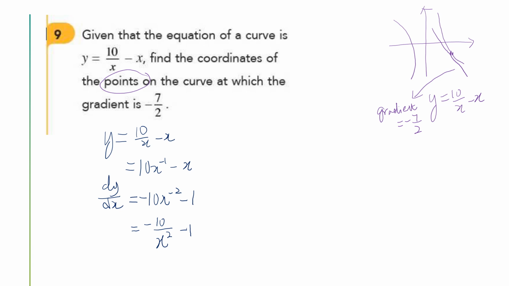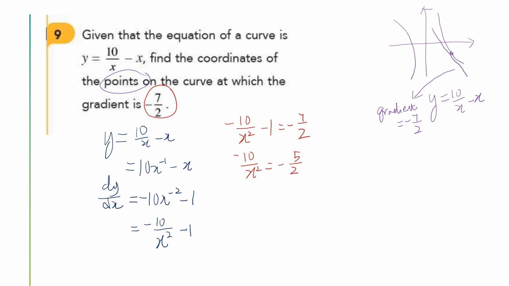All right, so what we are saying is that this derivative, we're going to equate it to negative 7 over 2. So negative 10 over x squared minus 1 is equals to negative 7 over 2. So negative 10 over x squared will be negative 7 over 2 plus 1. That gives you negative 5 over 2. All right, can multiply negative on both sides. That will give you positive, right?